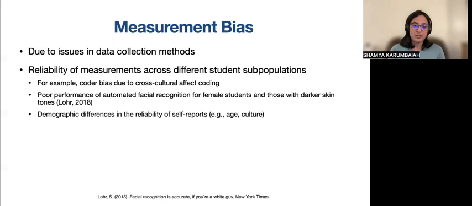The second origin of bias could be measurement bias, and this can occur due to issues in data collection methods, such as the lack of reliability of measurements across different student subpopulations. An example of this could be a coder bias while doing affective coding. And this could occur when a coder from a different culture is coding a student population.